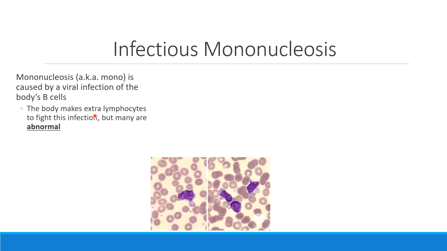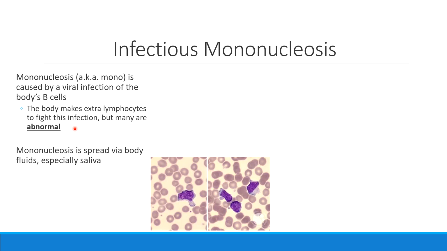Someone with mononucleosis will have extra lymphocytes, extra B cells, extra T cells. But many of those lymphocytes are going to be abnormal. They won't function correctly, and as you can see in my picture here, they're not shaped correctly either. So the body's trying to respond to this infection, but the cells that it's creating are not helpful. They're not going to be able to fight the infection.